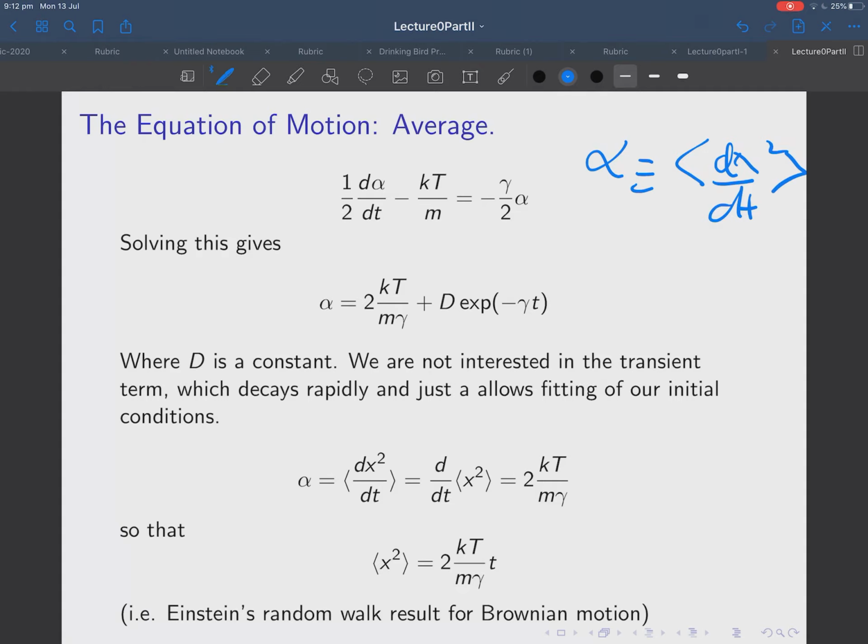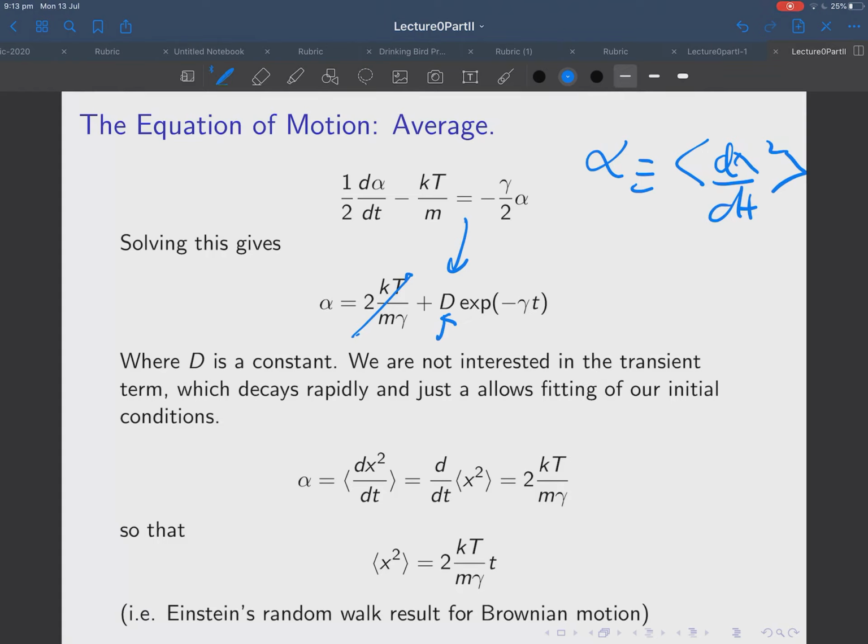Okay, and so when we get that, we will get an equation which basically says that alpha is equal to 2kT on m gamma plus D exp of minus gamma t. Okay, and if you differentiate, you can either see that by inspection, or you can just differentiate and plug the thing in. You know, d alpha dt, that term goes to nothing. We're going to get D exp minus gamma t, so we're going to get a minus gamma coming down there, and you'll find out that works. Okay, so here D is some constant.